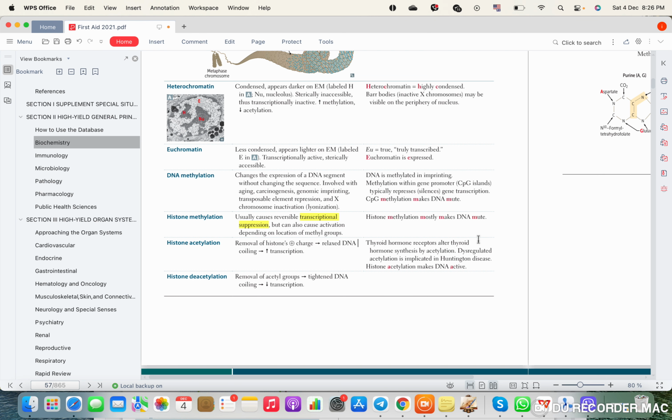But in your exam, you must keep in mind that mostly methylation equals muting. That's it. Do not get confused with this portion. If they do not tell you that methylation is leading to activation, don't think about it, okay? So histone methylation mostly makes DNA mute.